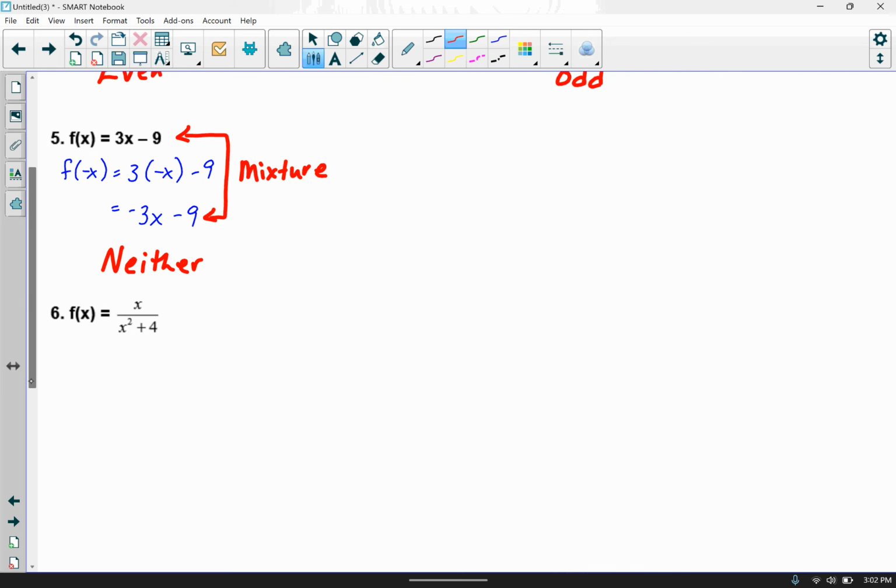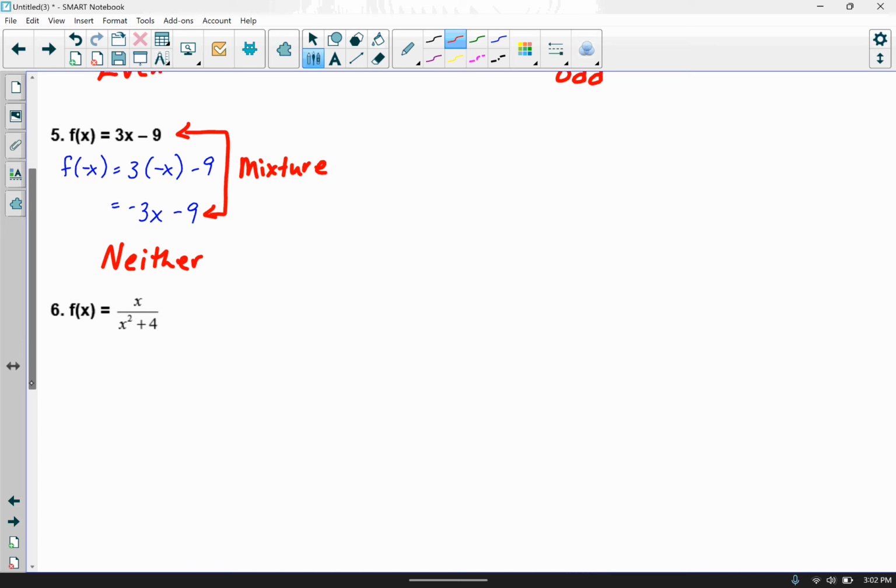Okay. Now we're coming down here to example 6. In example 6, I have variables in the numerator and denominator. So I need to be really careful down here. If all signs stay the same, then I'm still even, okay? But if there's a mixture, I need to be real careful. And like I said, I'm going to demonstrate that down here for you.